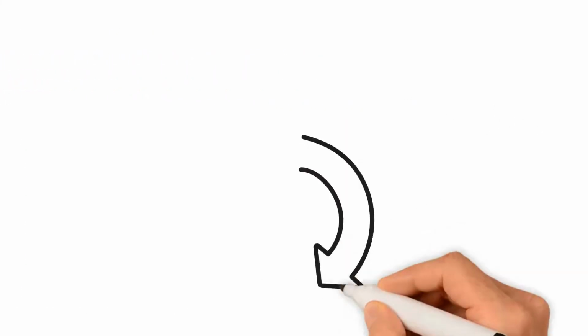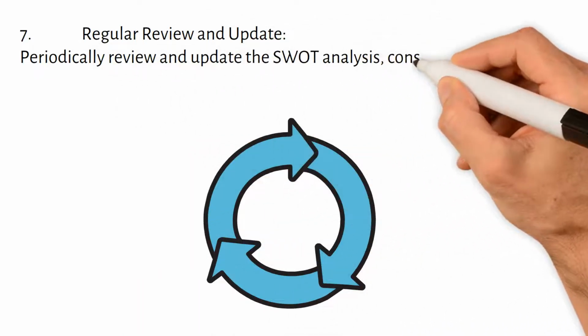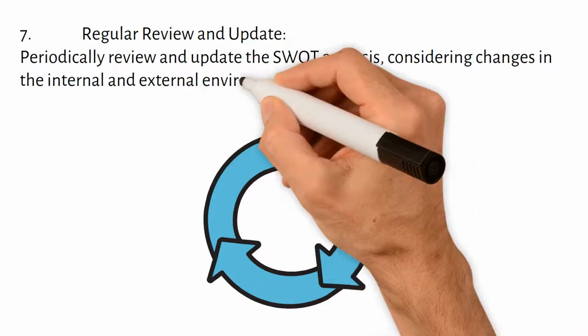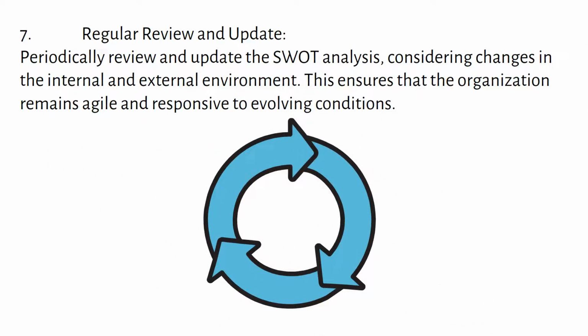7. Regular review and update. Periodically review and update the SWOT analysis, considering changes in the internal and external environment. This ensures that the organization remains agile and responsive to evolving conditions.